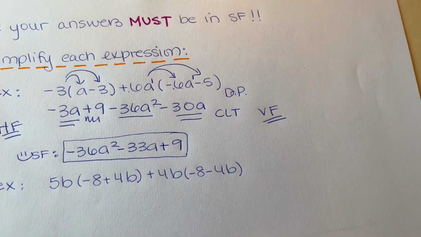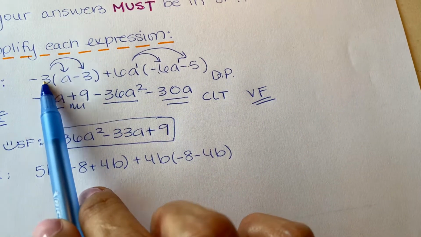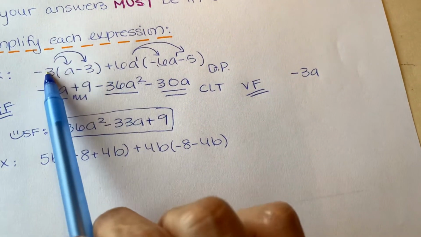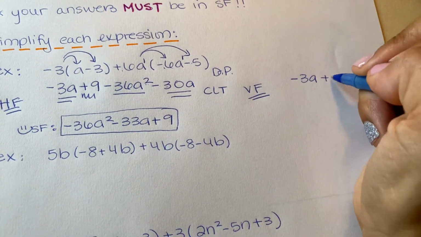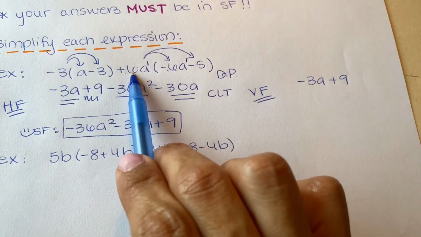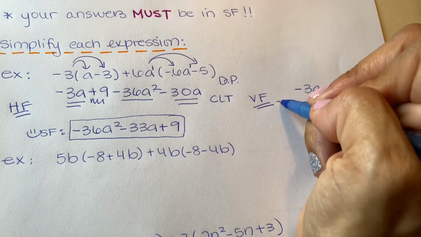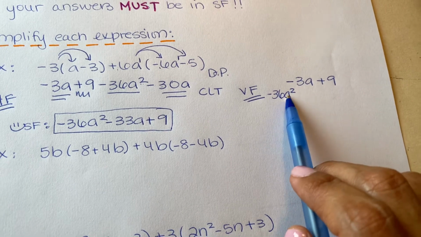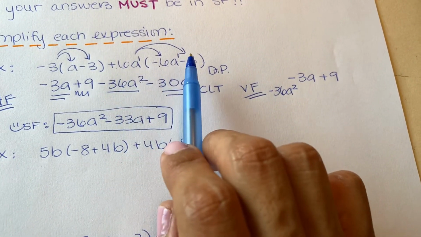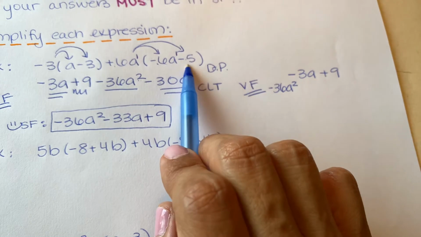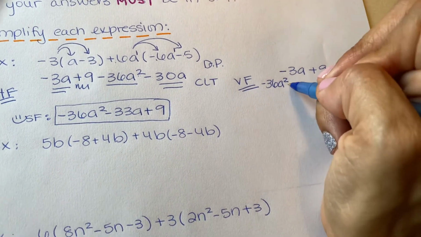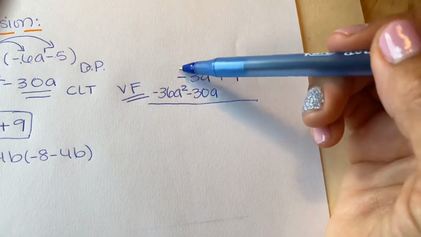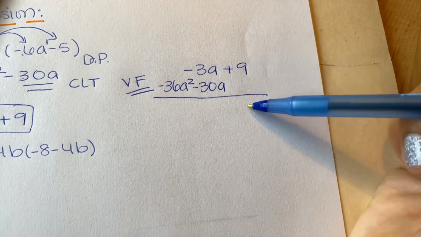Okay, so then here is your standard form answer. Okay, this was horizontal format. So what if you wanted the vertical format? Okay, so you multiply. Negative 3 times a is negative 3a. Negative 3 times negative 3, positive 9. Positive 6a times negative 6a is negative 36a squared. I'm not going to line it up under the a because it's a squared. Positive 6a, negative 5, negative 30a. And so now you have it lined up. You have your a squared, your a, your constant.